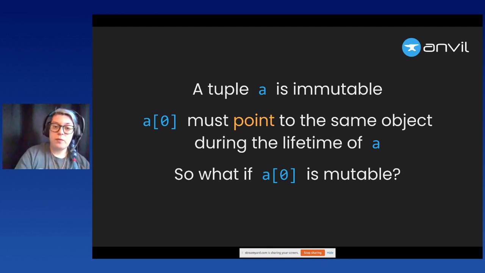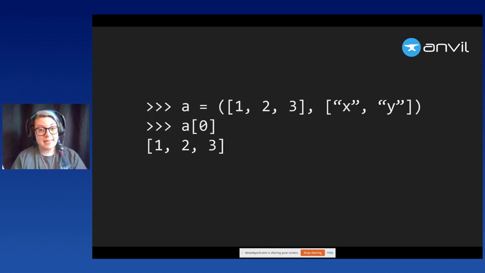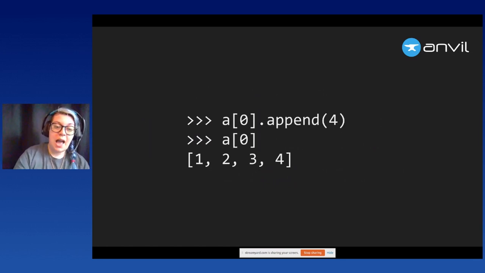So let's say that we've got a tuple that contains lists. Now, the first element of this tuple is a list 1, 2, 3, and we can append to it. The value of the first element of that tuple hasn't changed. It's pointing to the same object in memory, but that object in memory has been mutated. We can mutate it directly.